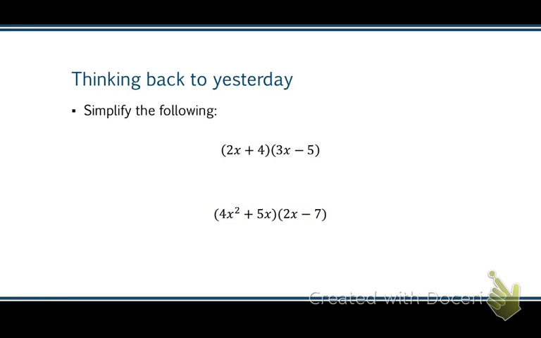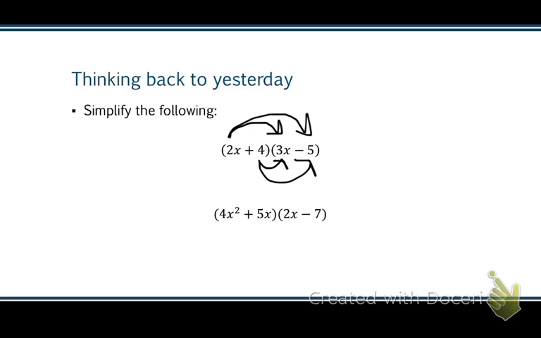So we're going to think back to yesterday real quick. When we multiplied yesterday, we used the FOIL method, or you may have used a different method, but essentially we always multiplied the first terms, the outside terms, the inside terms, and the last terms.